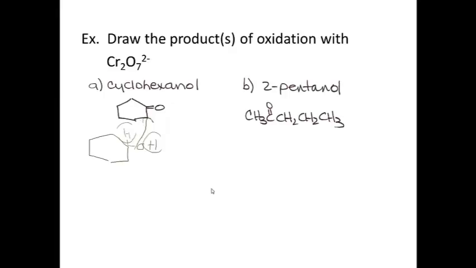And in the case of 2-pentanol, we have CH3, CHOH, I lost a bond there, CH2, CH2, CH3. So we've got 2-pentanol. This is a secondary alcohol, so it's going to become a ketone. We lose the hydrogen here, we lose the hydrogen here, form a double bond, and we get that ketone, which happens to be 2-pentanone, but again, it's not necessary that you know that at this point.